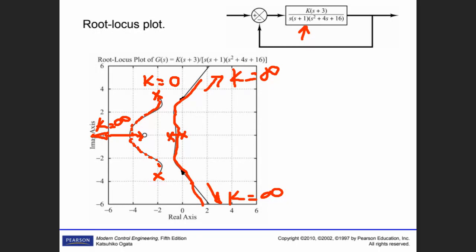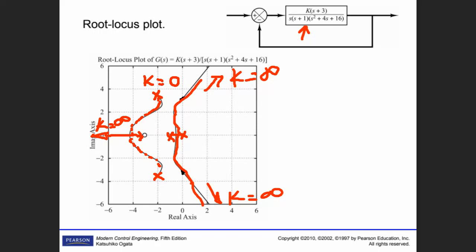So we have 1, 2, 3, 4 poles. That means we have 1 zero here, 1 zero here. But there are 3 left. We have 4 poles, 1 zero. Therefore, 4 minus 1. That means 3 asymptotic values here.